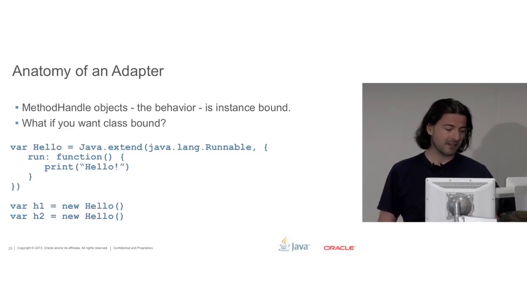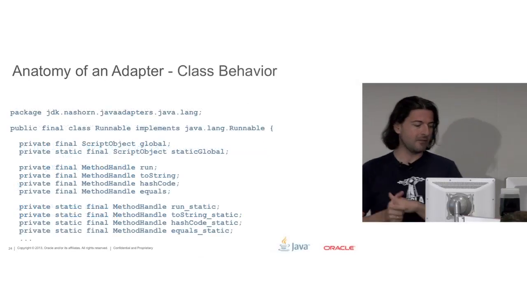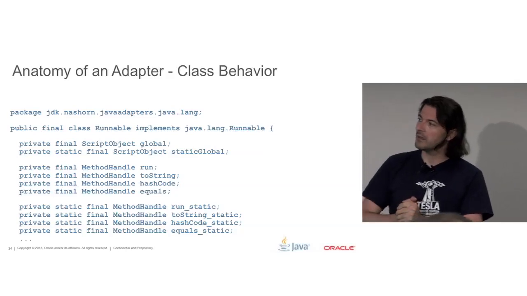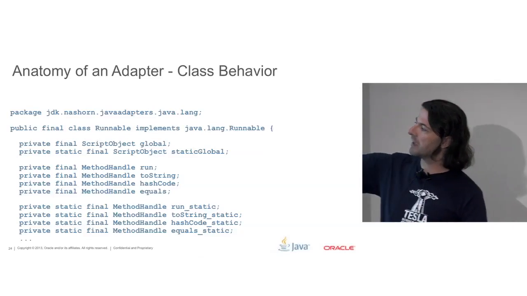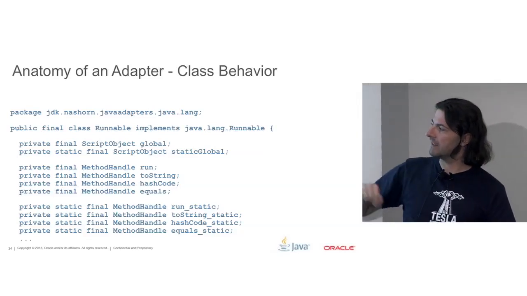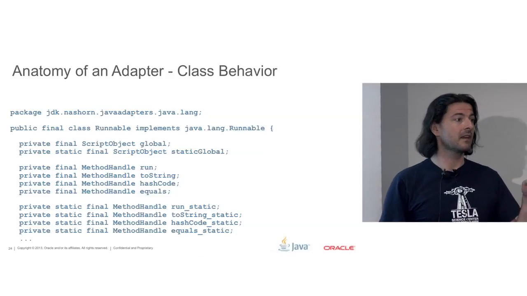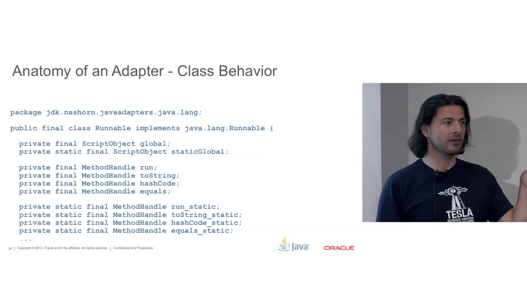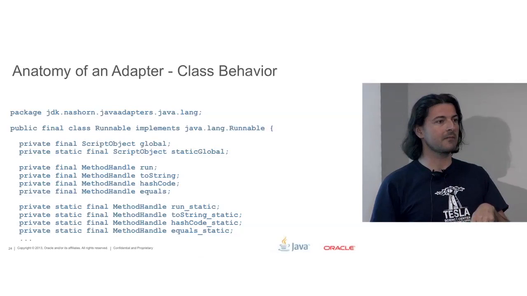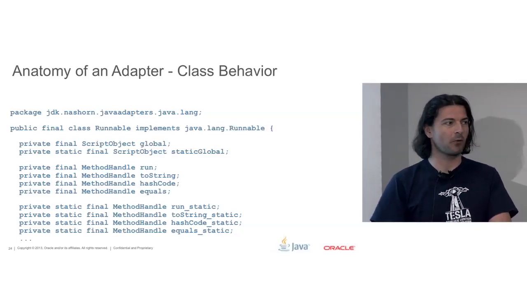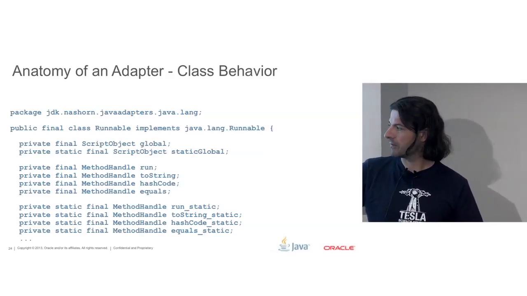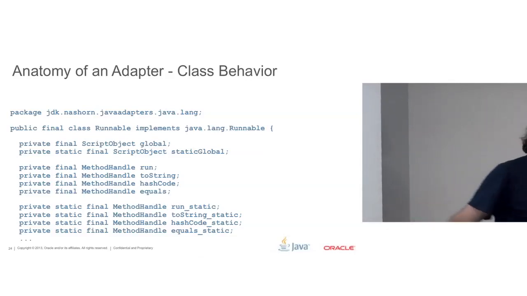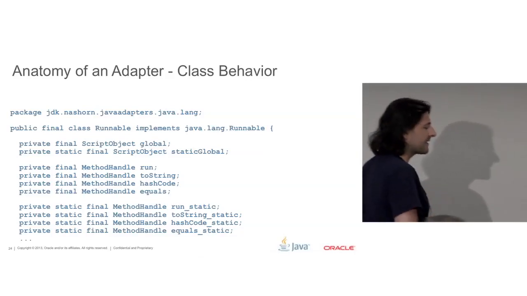So when you have this constructor with a class behavior, you suddenly acquire a whole new set of fields. You can have an instance global, you can have a static global. You have the method handles for instance behavior, because even with the class-based behavior, you can still, at construction time, specify additional overrides for instance-based behavior. So it becomes a two-step override at that point. So we have static fields for method handles for static behavior and instance fields for instance behavior.